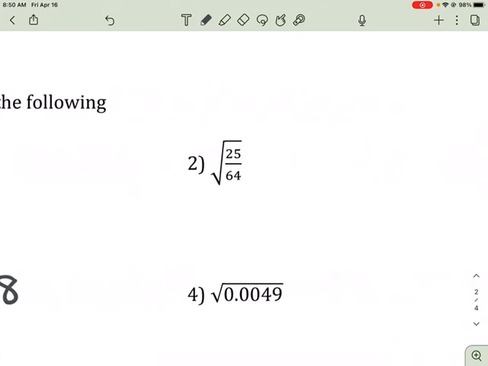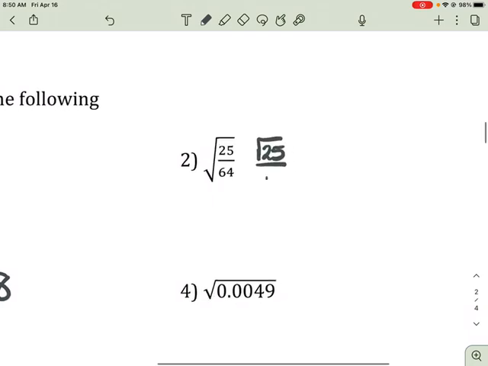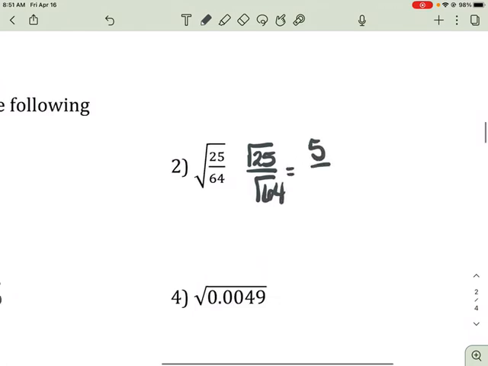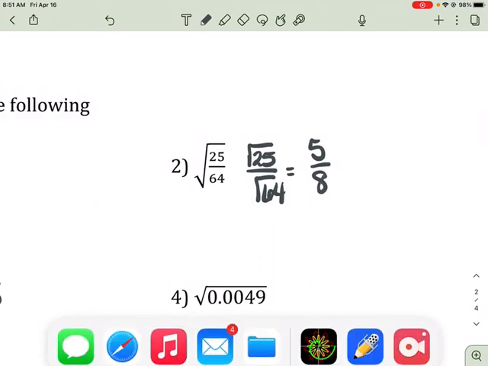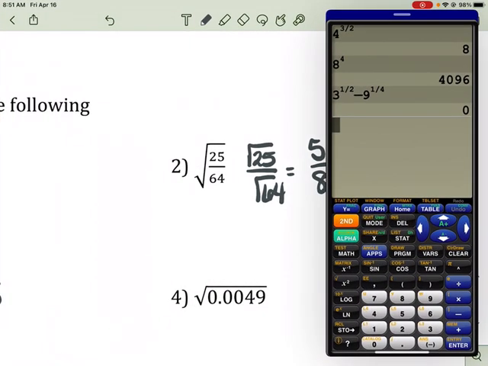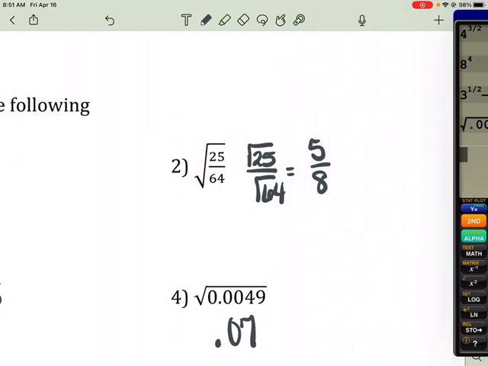Okay, fractions. We take the square root of 25 and the square root of 64, and we get 5 over 8, so we treat them individually. Now we need the square root of 0.0049. We use the square root symbol on the calculator, enter 0.0049, make sure you arrow out of there, and we get 0.07. So we can use our calculator to help us out.